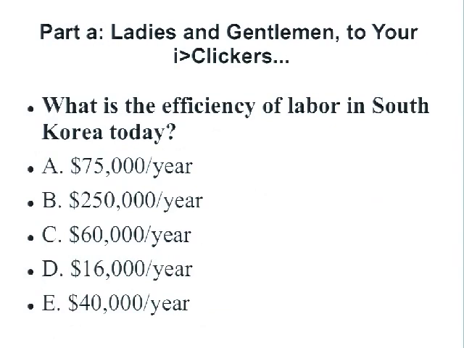The right answer comes from the fact that our S over n plus g plus delta gives us a capital output ratio of 2.5, so that the level of GDP per worker is then 2.5 times the efficiency of labor, and that gives you an efficiency of labor for South Korea today of $16,000 per year. That's what we're looking for.